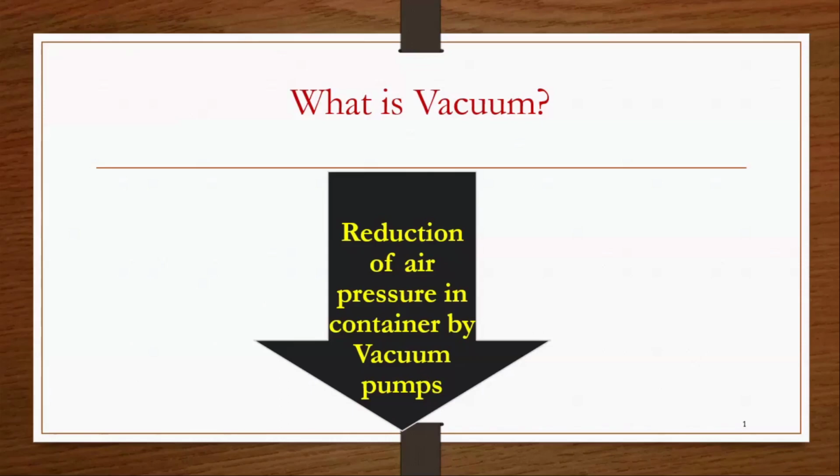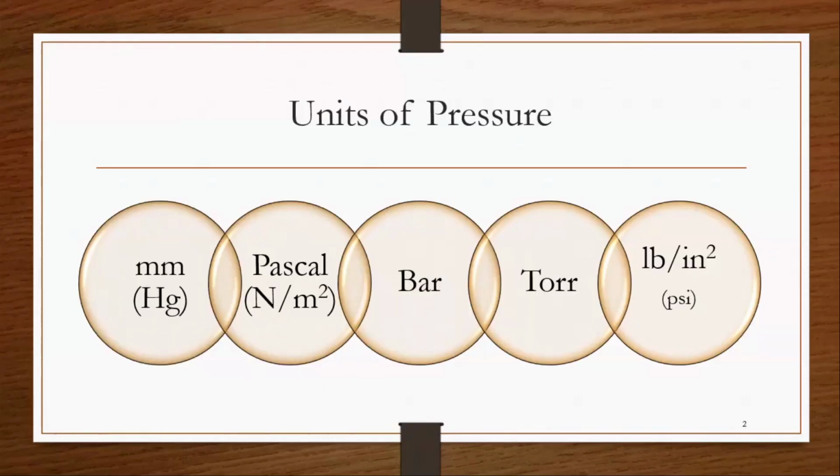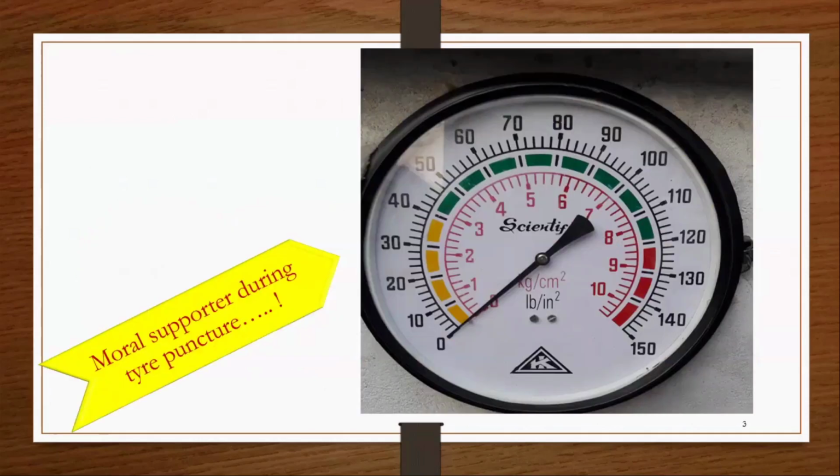So a low pressure is a vacuum. Decreasing the pressure in a given assembly creates a vacuum, right? So these are the different units of pressure: mm Hg, Pascal, bar, torr. You might have used all these units, right? So vacuum is nothing but a low pressure. So these are the different units that are used in vacuum technology.